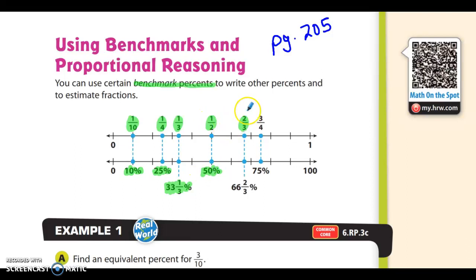2/3 is the same as 1/3 except doubled, so it's 66 2/3%. 3/4 is 75%. There are others here too, and they're just ones that you want to memorize. You've got to know all your tenths. This one right here would be 9/10, and 9/10 would be 90%. You just have to memorize those. And then we can use those to answer questions.